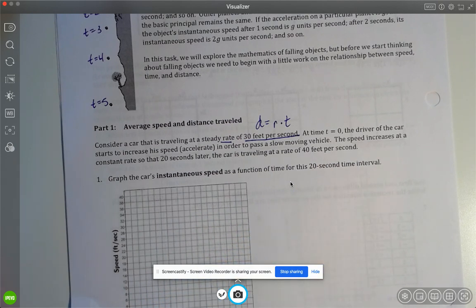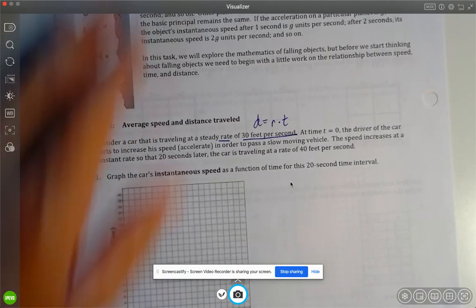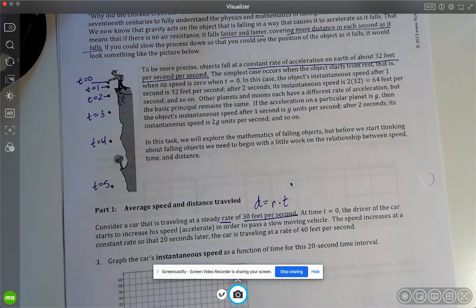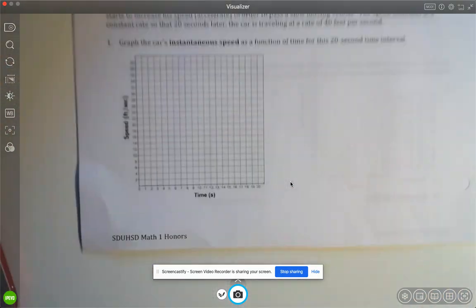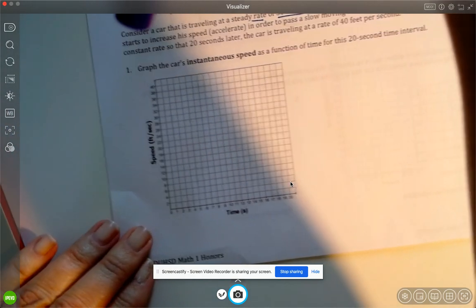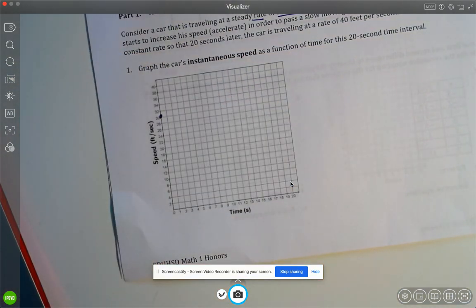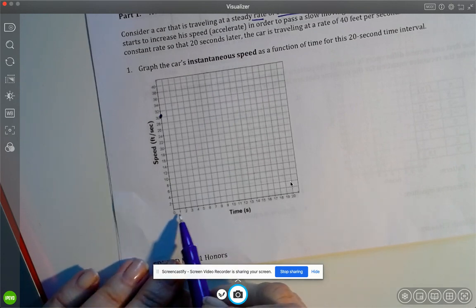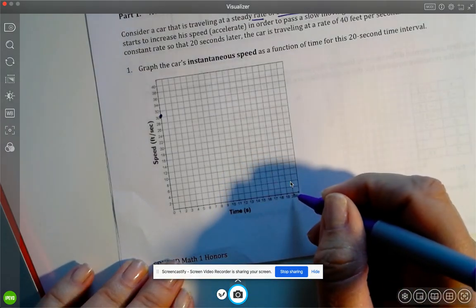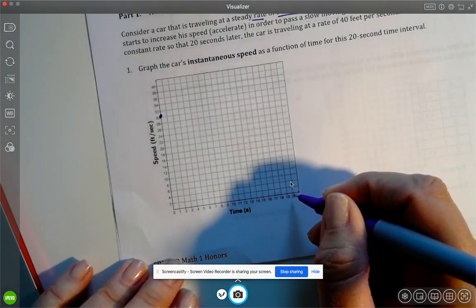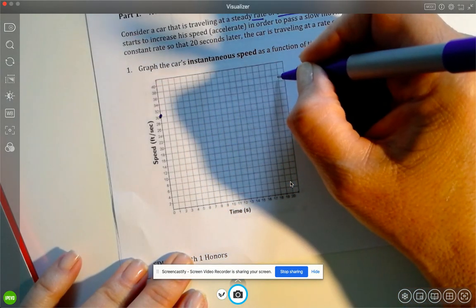Okay, so when we started talking about it's going to accelerate, it was going 30 feet per second. And then it says the speed increases at a constant rate so that 20 seconds later, okay, time in seconds is here, so 20 seconds later here, the car is traveling at a rate of 40 feet per second. So 20, 40 here.